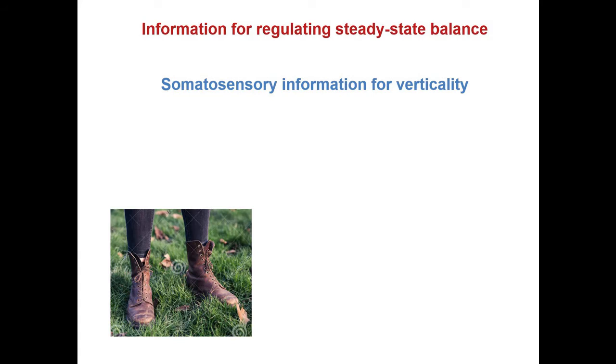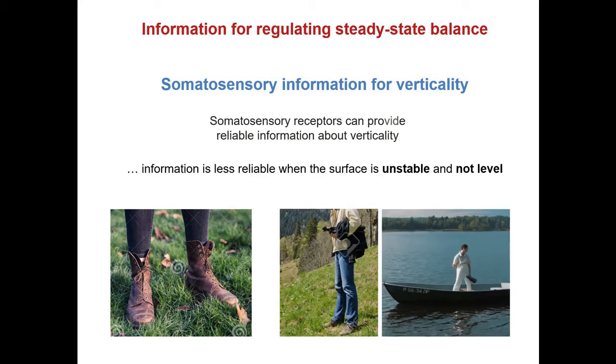The somatosensory system is able to detect information about the verticality of the body. In other words, it allows you to perceive the uprightness of body posture. In general, somatosensory receptors provide reliable information about verticality. However, information is less reliable when the surfaces are unstable and not level.